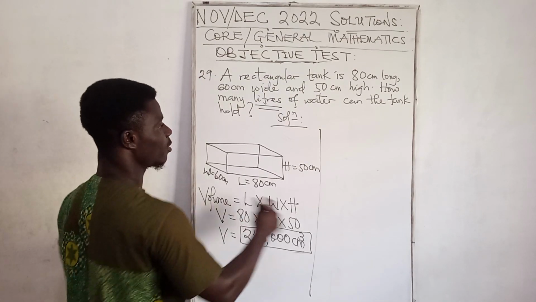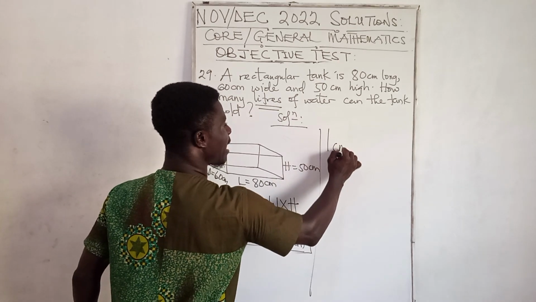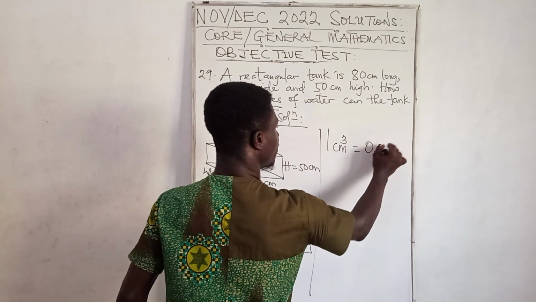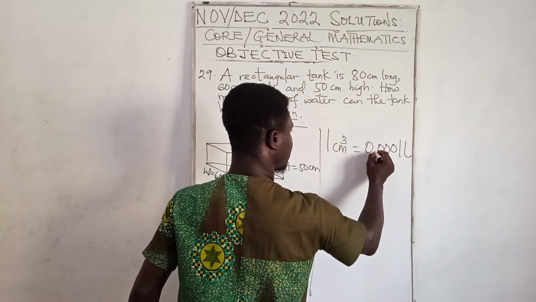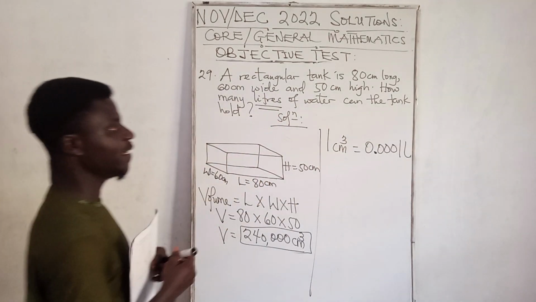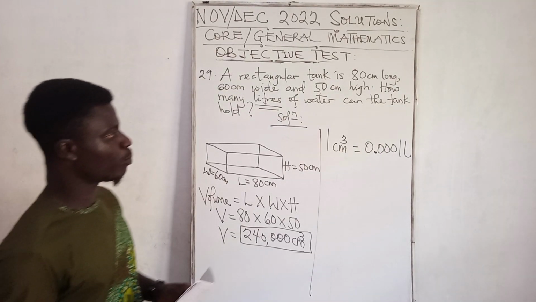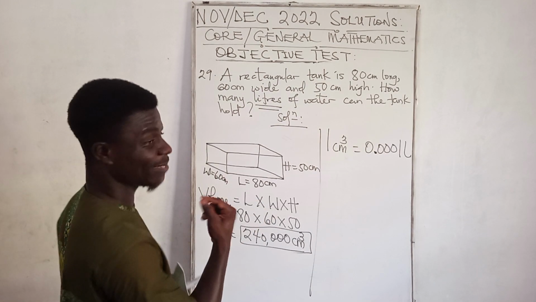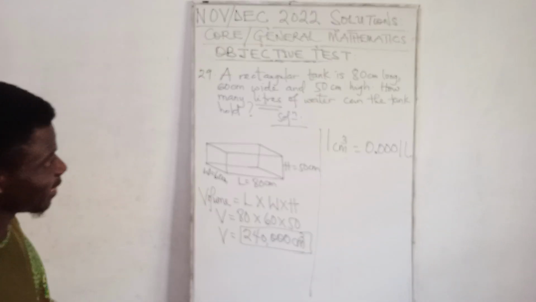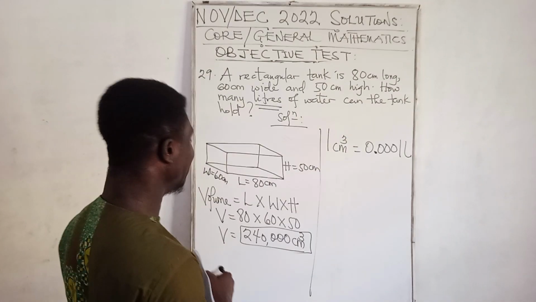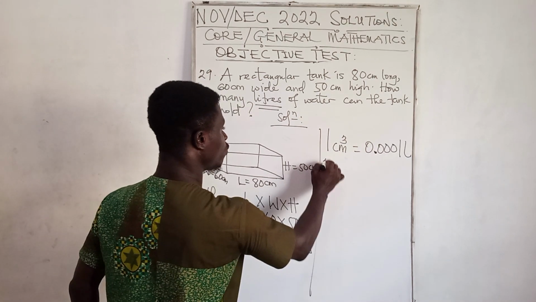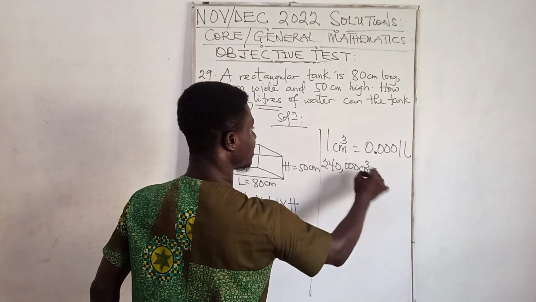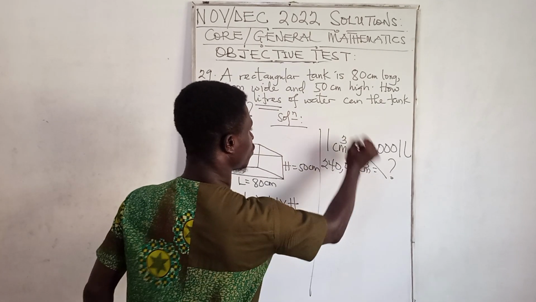So in liters, you have to note that 1 cm cubed, or 1 cubic centimeter, is equal to 0.001 liter. Don't forget. 1 cm cubed equals what? 0.001 liter, sorry. So now my 240,000 cm cubed, or cubic centimeter, is equal to what? Question mark. So we cross multiply.